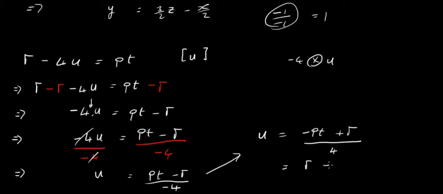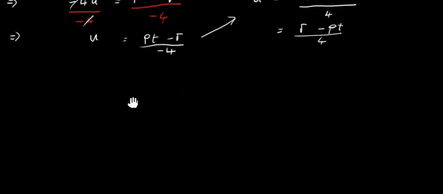Here we got r minus pt over 4. So I've got no negative signs at the beginning of each expression here, the numerator or the denominator. It's the same thing anyway. Okay, so that's another one. Let's see. Let's do another one.